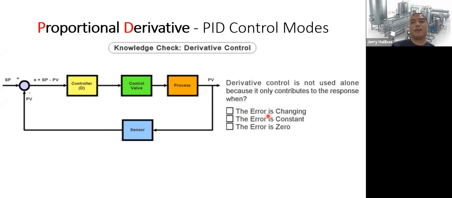Okay, when the error is constant, there is no output, the output is zero because the derivative of a constant is zero. So, very good. At least you were listening and understood right away. At least one of you was able to answer.